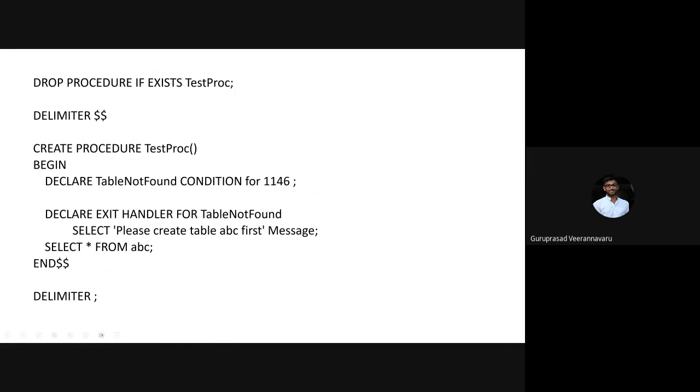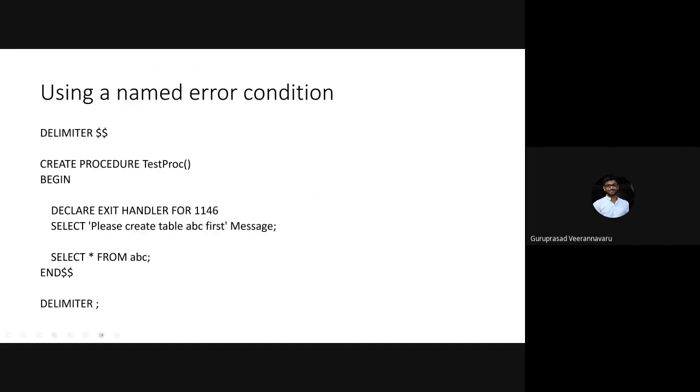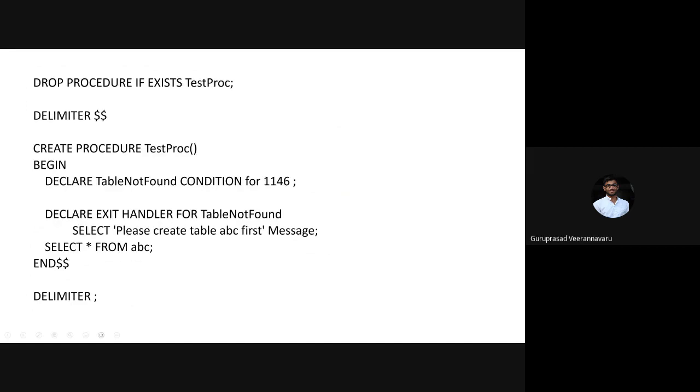That is why below, if you see, he has declared an exit handler not for the error code, not for 1146, but for the table not found message. Here the exit handler was declared for the number directly, 1146, but here it is declared for table not found. And how is it working? Table not found is mapped to this condition 1146, so that is why it is mapped. We can test this as well.